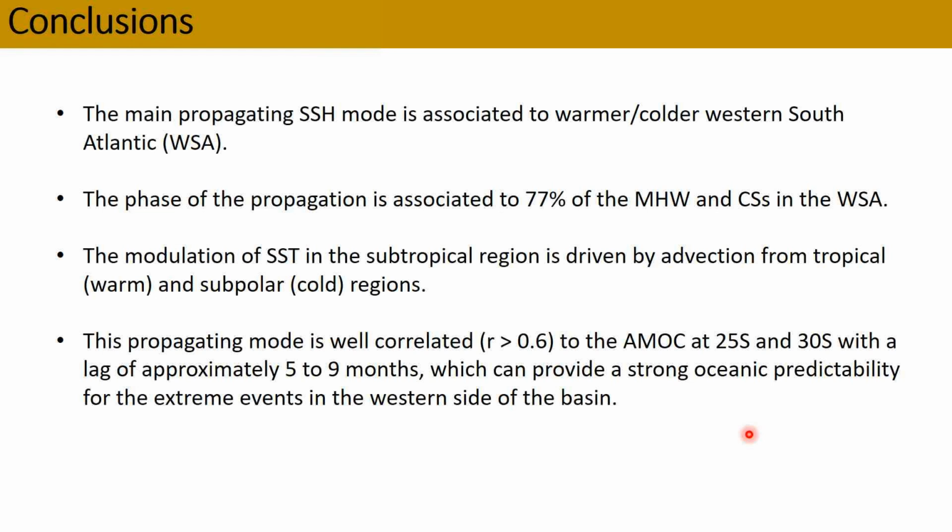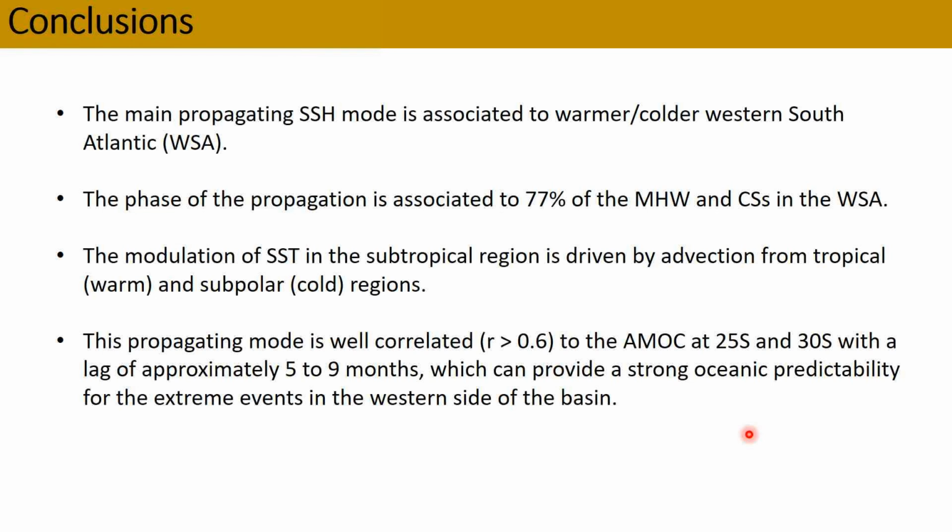So what we conclude from this work is that this main propagating mode of sea surface height anomaly is associated with a warmer and colder Western South Atlantic, depending on the phase. And this phase is locked with these marine heat wave and cold spell events, 77% of which happen at the right phase of the mode.